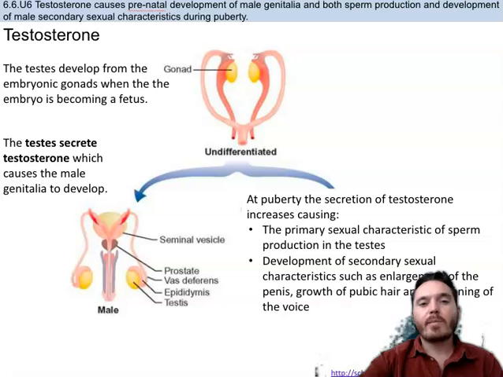I mentioned these undifferentiated gonads. These are the sexual organs, and it's kind of interesting, before they develop into either the male reproductive organs or the female reproductive organs. So we all do start off with the same sort of undifferentiated sexual organs called gonads.